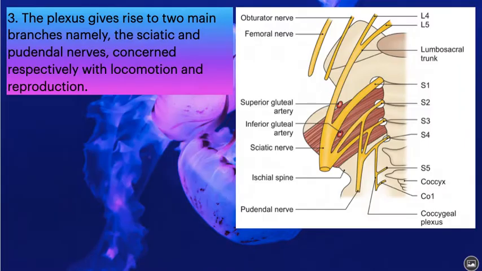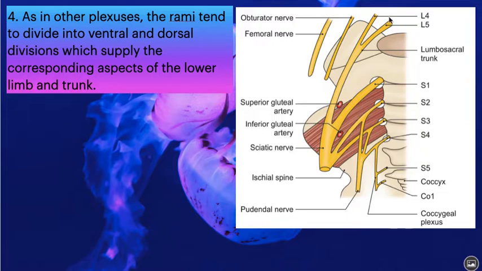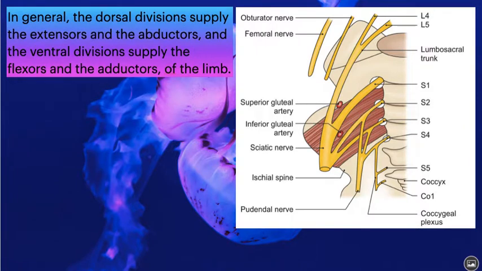S2, 3, 4. The plexus gives rise to two main branches, namely the sciatic nerve and the pudendal nerve, concerned respectively with locomotion and reproduction. As in other plexuses, the rami tend to divide into a ventral and a dorsal division supplying the corresponding spaces of the lower limb and trunk. In general, the dorsal divisions supply the extensors and the abductors, and the ventral divisions supply the flexors and the adductors of the limb.